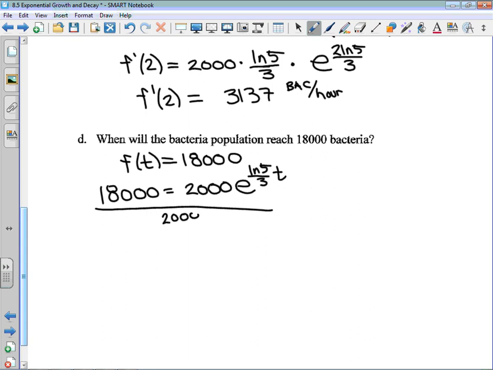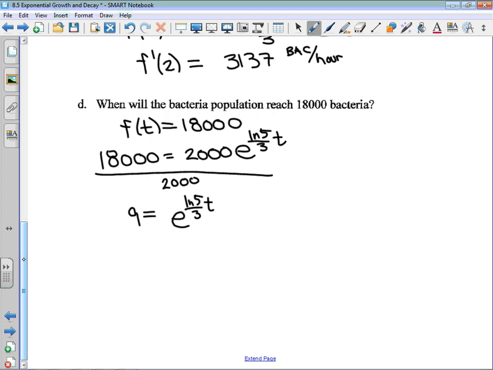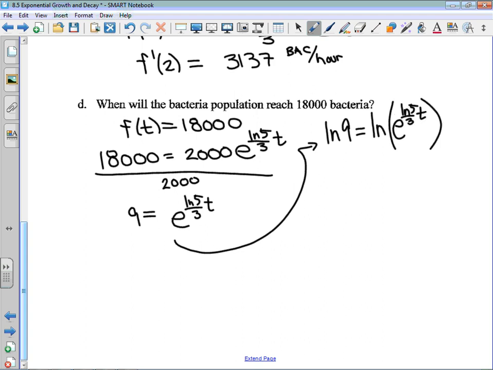I get that 9 is equal to e to the power of the natural log of 5 over 3 times t. I want to get rid of that Euler's number, and I achieve that by taking the natural logarithm of both sides. And what I get is that the natural logarithm of 9 is equal to the natural log of e to the power of the natural log of 5 over 3 times t. Well, the natural log and that e are going to cancel, so I get that ln 9 is equal to ln 5 over 3 times t. So I multiply by 3, I divide by ln 5, and I get my t value.